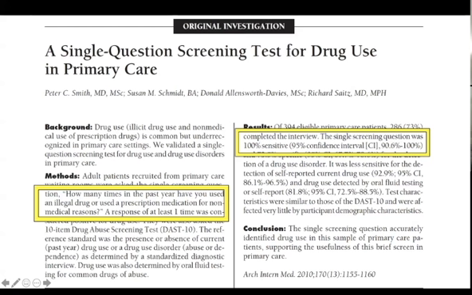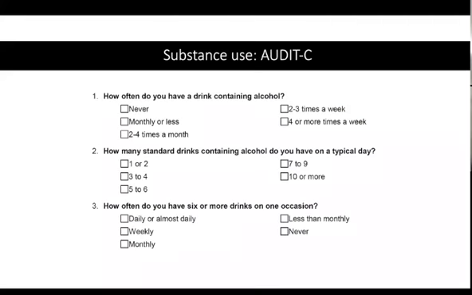And then do you drink? Because drinking isn't illegal, right? And drinking isn't prescribed. I've never prescribed anyone, why don't you go home and just drink a bottle of vodka? So, those are the other questions you have to ask.